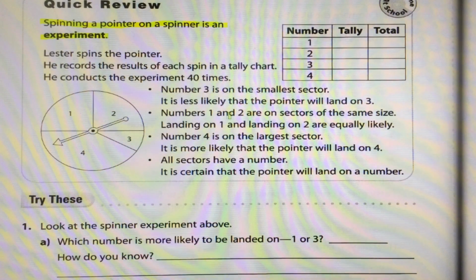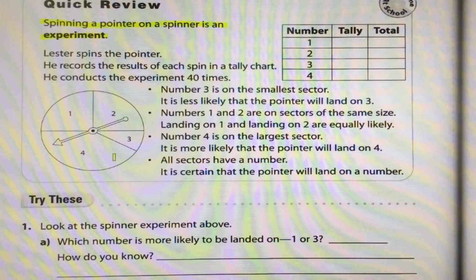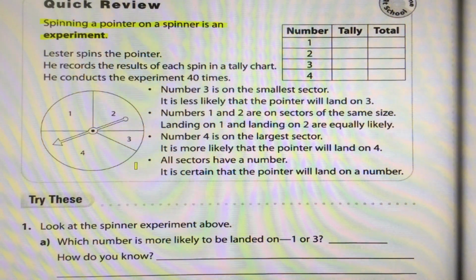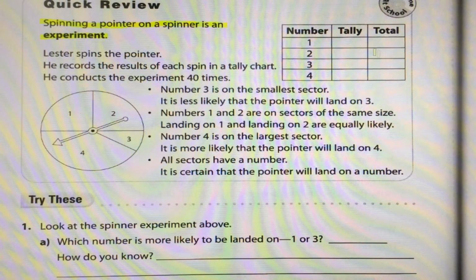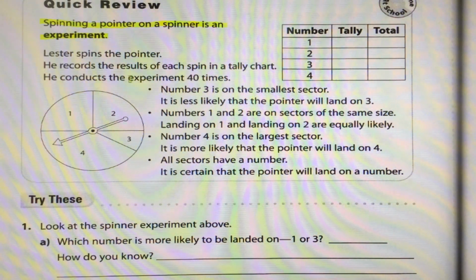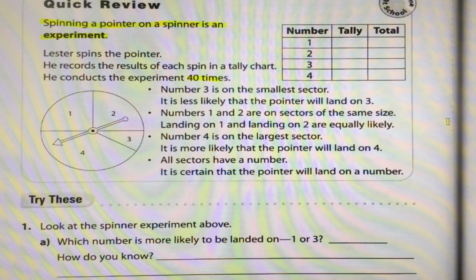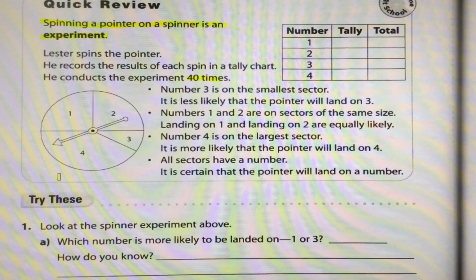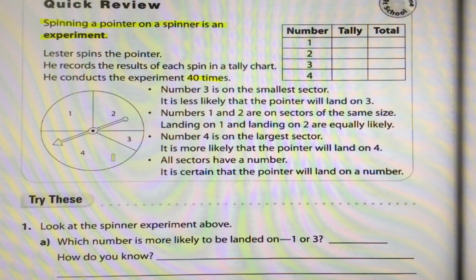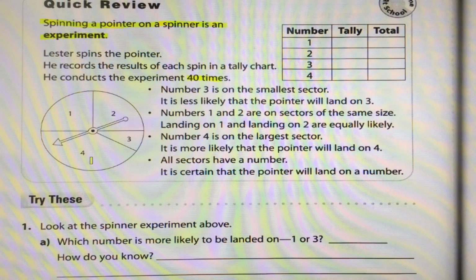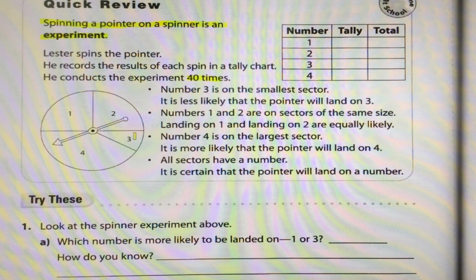So using this spinner down here, before we even start the experiment, we take a look at this spinner and say, what do you expect to see if you do this? So we're going to conduct the experiment 40 times. What do you expect to see if that was done? Well, because number 4 is by far the largest section, we expect that more 4s will be spun than any other number. Because number 3 is by far the smallest section, we would expect that the least number of spins would land on that area.